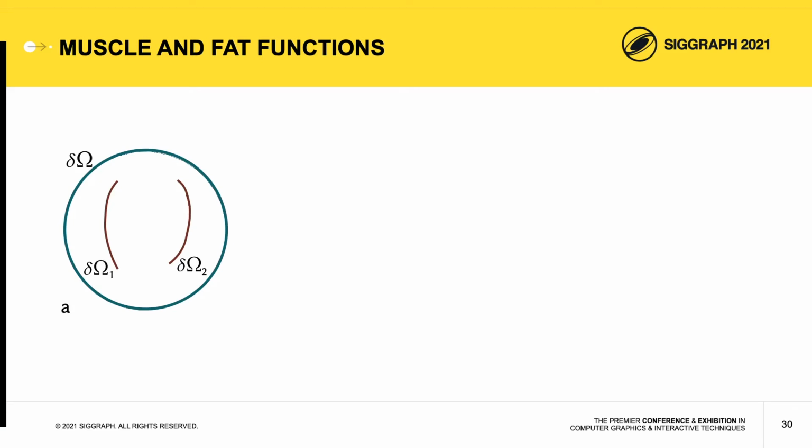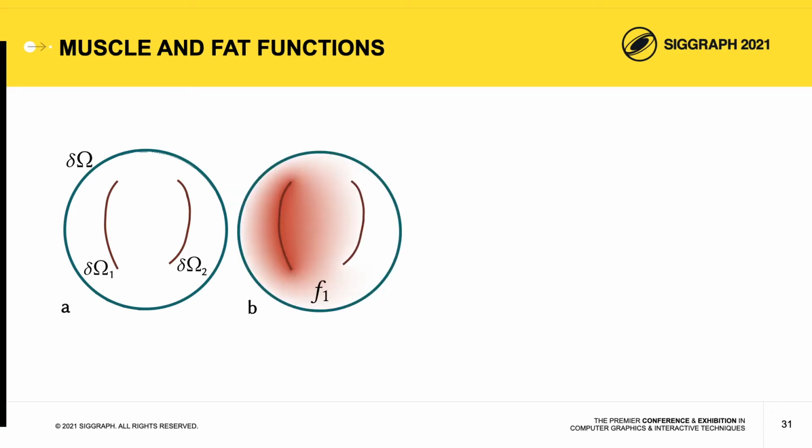Let omega denote our 2D domain defined by the circle, which we can think of as our skin mesh. We're also given 2 muscle curves within the domain. Our goal is to find scalar muscle functions f1 and f2 for each muscle curve that describe the likelihood of any point in our domain to belong to either of those muscles. Take the first muscle curve, for example.